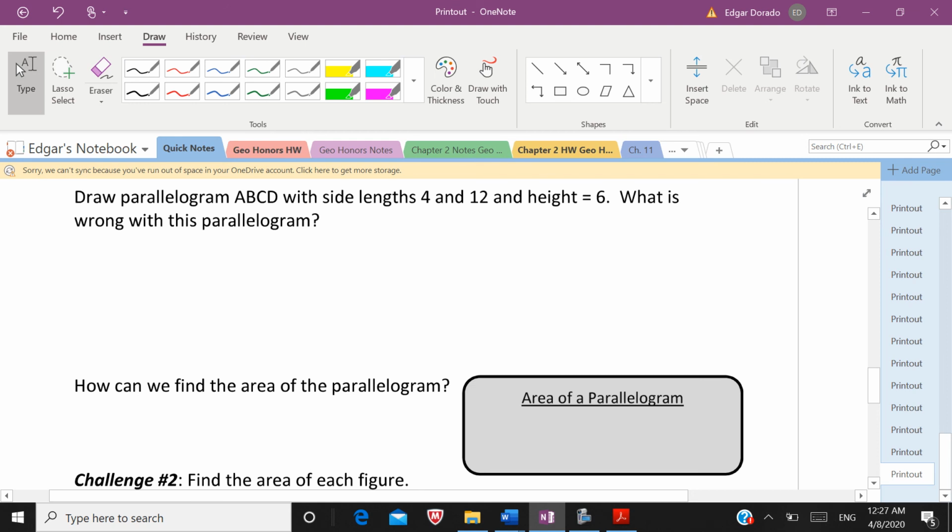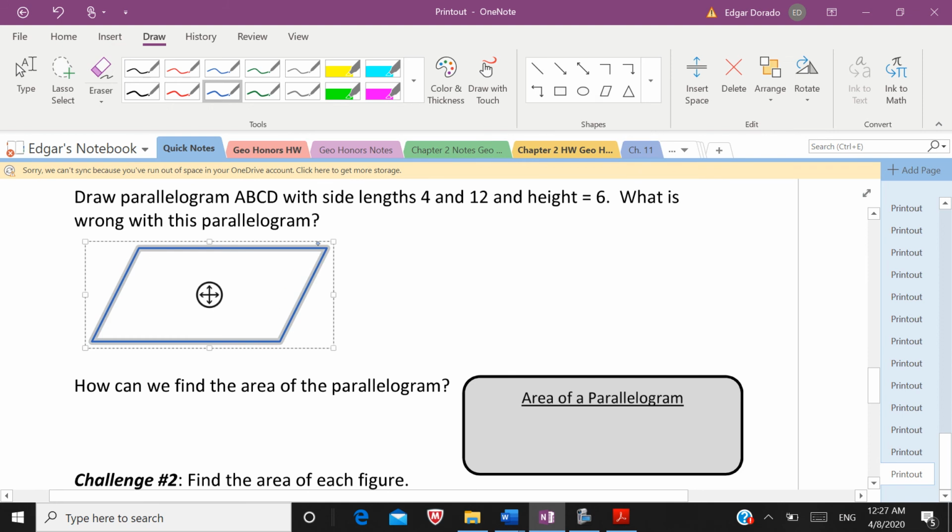So it says draw a parallelogram ABCD with side lengths of 4 and 12 with a height of 6. So let's see. Here's a parallelogram. Let's go ahead and draw one. I think I have a nice little tool for that. Hey, look at that, I do. Okay. So side lengths of 4 and 12. And don't forget, guys, in a parallelogram, opposite sides are congruent, so all of these are there.